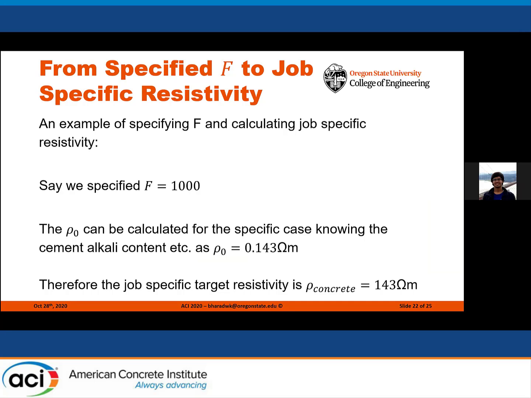So let's say there was a job specified formation factor of 1000. The pore solution resistivity can be calculated for the specific case once we know the cement alkali content, the composition, etc. And let's say in this case, we've calculated the pore solution resistivity to be 0.143 ohm meter. We now have the job specific target resistivity of the concrete, which is 143 ohm meter. And it's just the product of the pore solution resistivity and the formation factor by the definition of the formation factor.